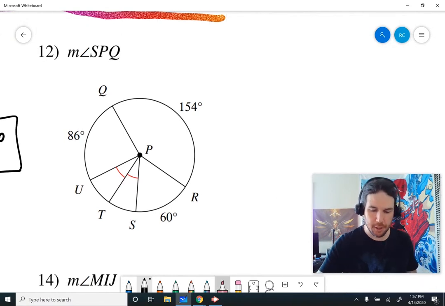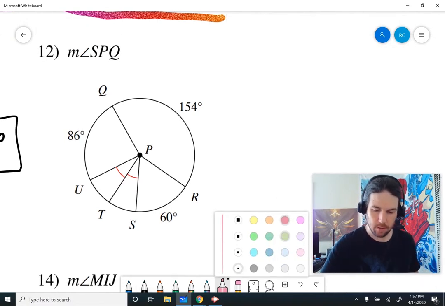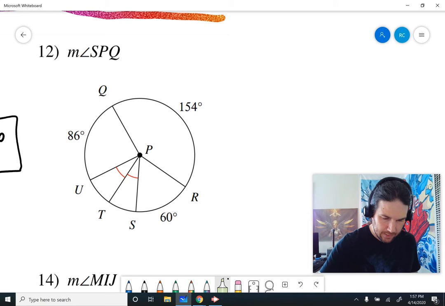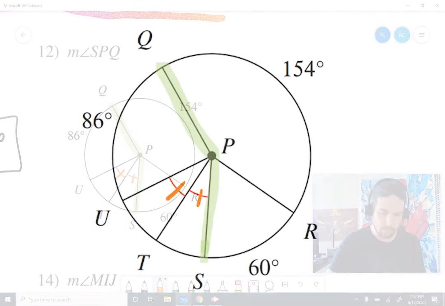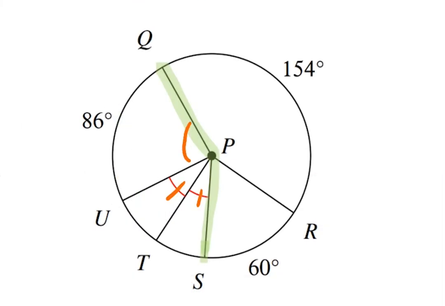Number 12. We want the measure of angle SPQ. Now, I take this marking to mean that these two are congruent. Okay? So let's see what we've got here. We've got 86 degrees in here. So now how do we figure out what those two angles are? Pause the video, see what you can do.